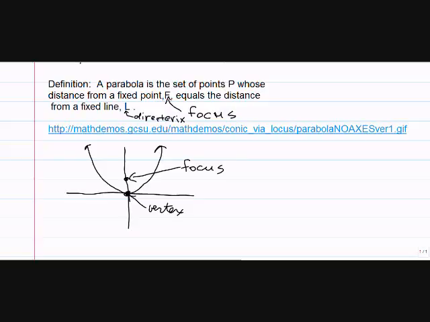Directrix. D-I-R-E-C-T, maybe there isn't an E there. Let me just write it over again. D-I-R-E-C-T-R-I-X is the line L. The directrix line is going to be, in this case, down below your parabola.